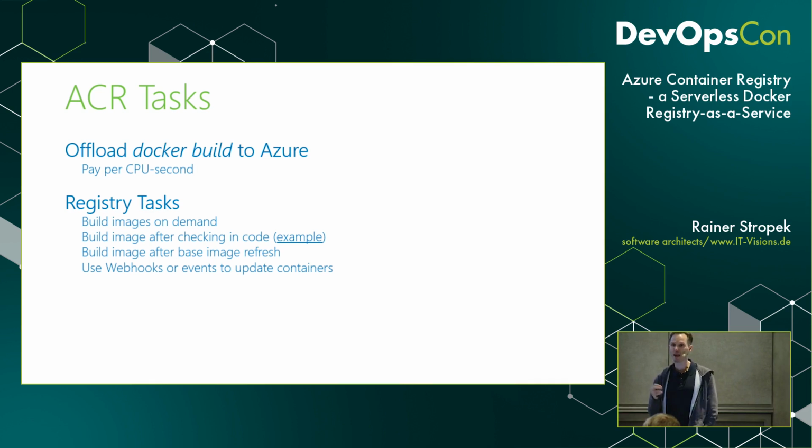This triggering of base images works for base images that are stored in ACR, but it works for any base image that lives in a public registry. So if the base image in the Docker Hub changes, it can refresh your dependent images too. Both things work, GitHub and base image refresh at the same time.